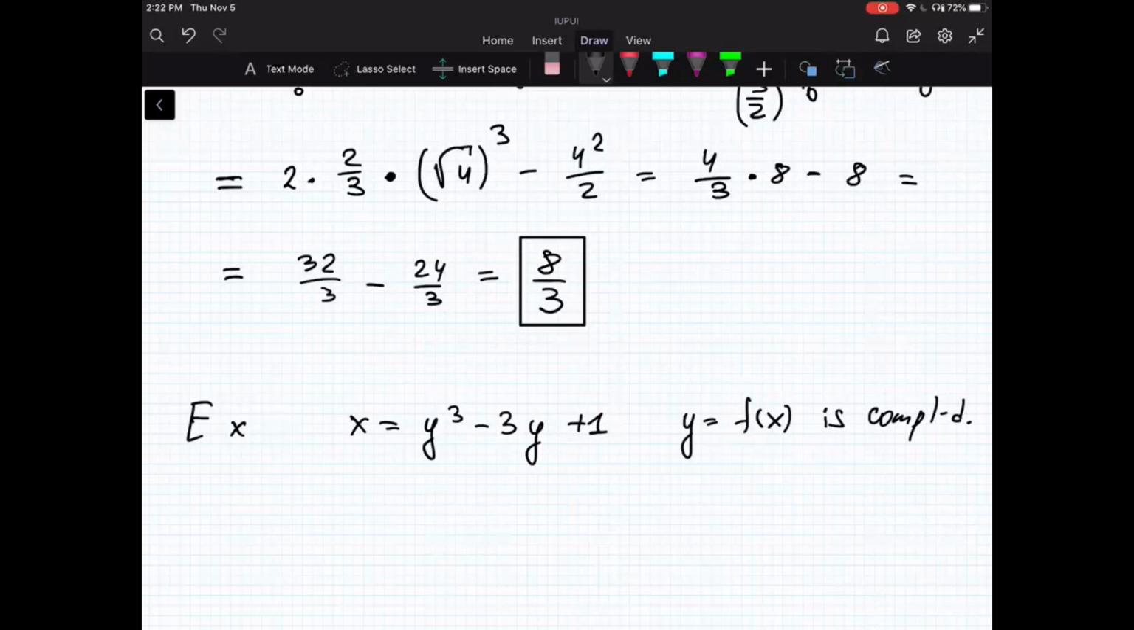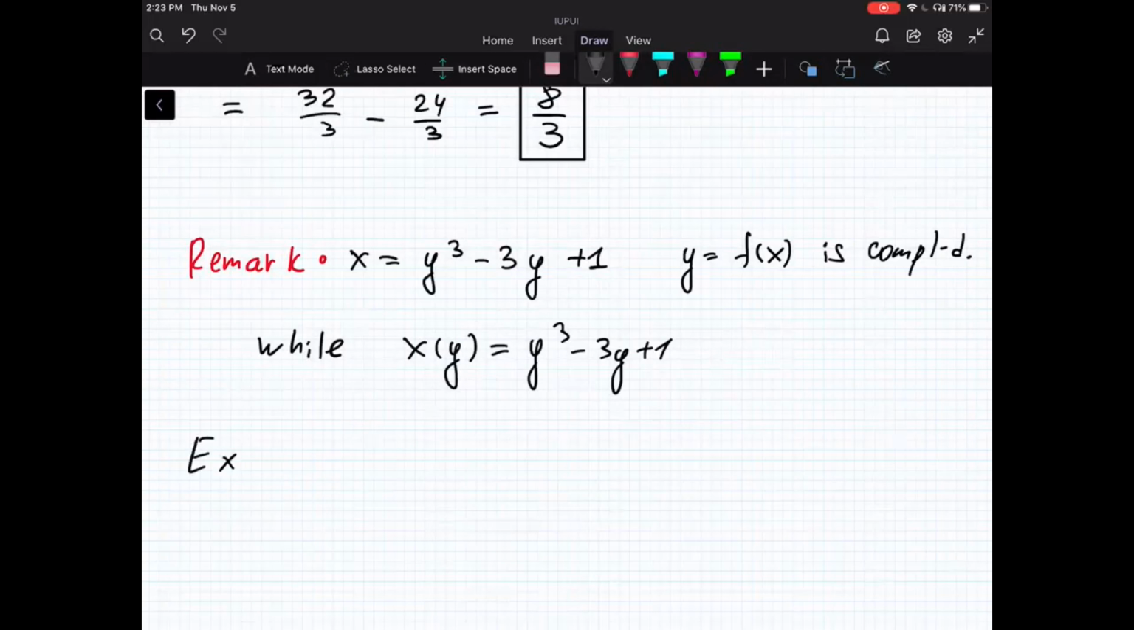You need to solve a cubic equation, while x as a function of y is already given. It's y cubed minus 3y plus 1. You don't need to do anything. And sometimes when you have such a situation, it's easier to integrate with respect to y, not with respect to x. And that's what happened in the next example. Find the area of the region bounded by x equals 8y minus 2y squared and the y-axis.